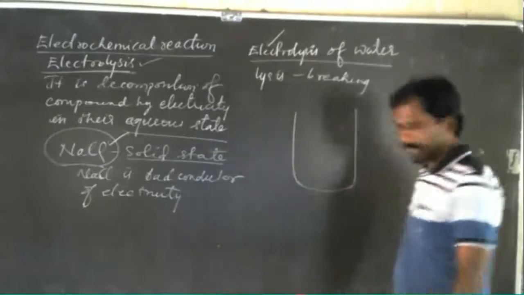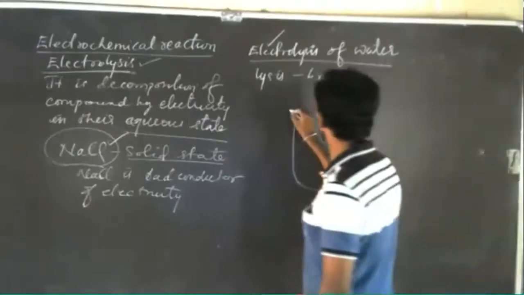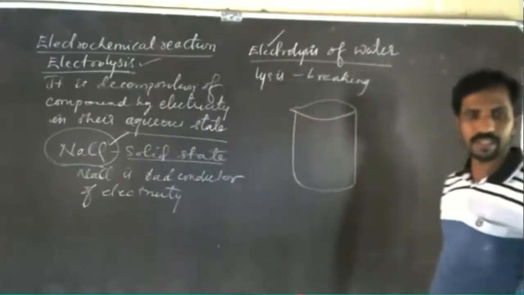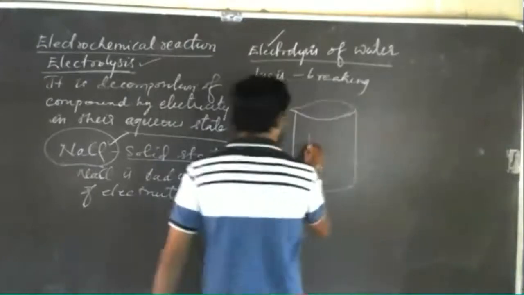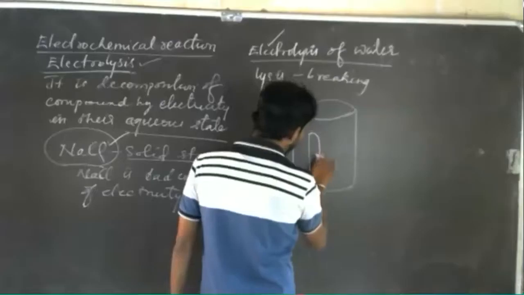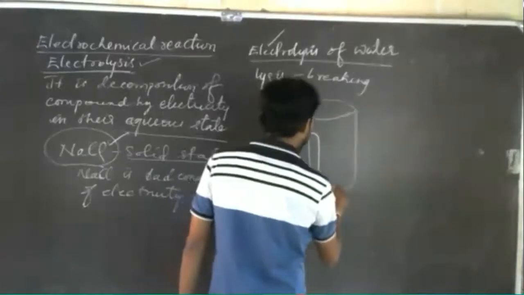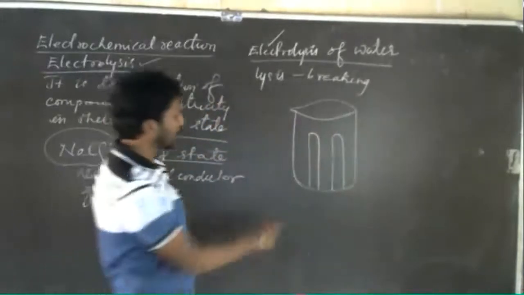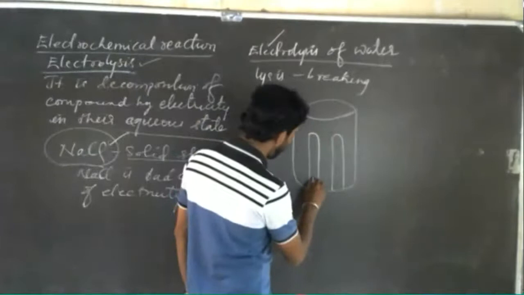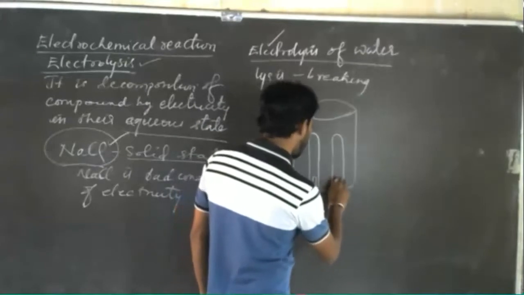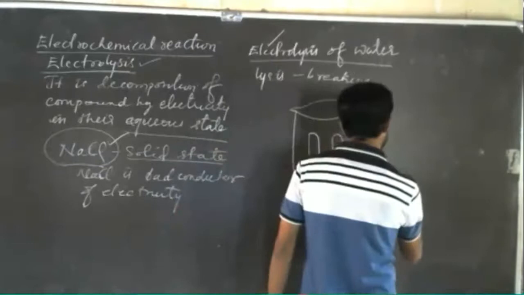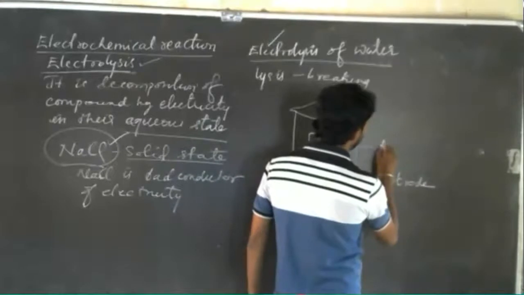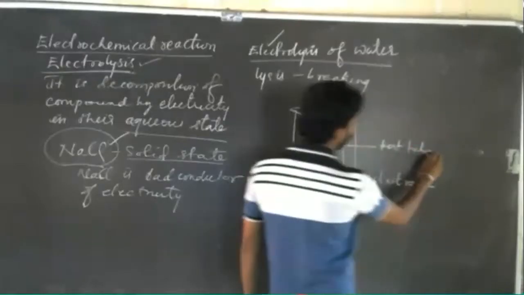So they take a tumbler. Here they take two test tubes and they keep them inverted. Test tubes are taken and kept inverted. And here two electrodes are placed. Test tube is inverted here or here.